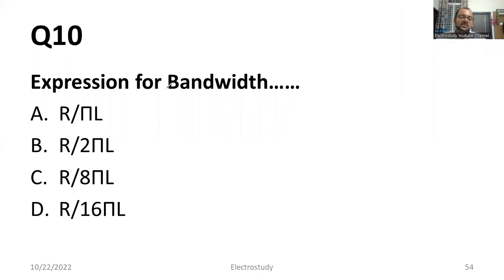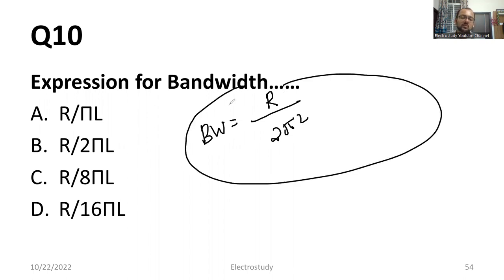Let me discuss the last question of this session, the expression for bandwidth. The expression for bandwidth is equal to R divided by 2 pi L. This point you are supposed to remember. So which would be the right answer? I would select option number B.